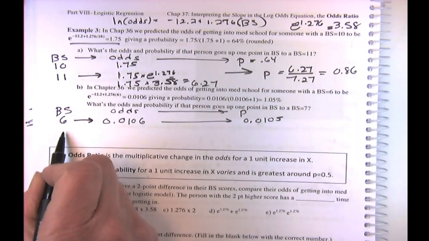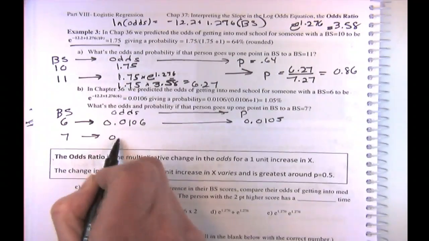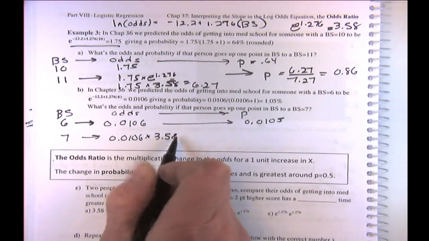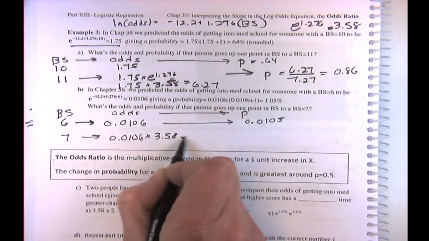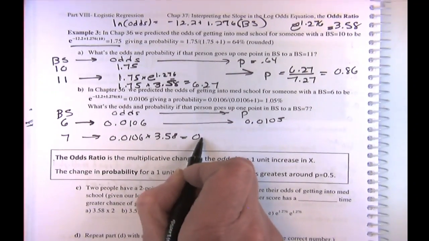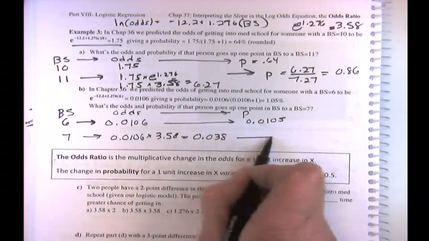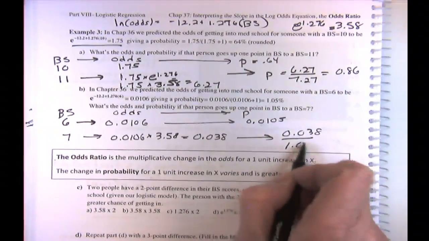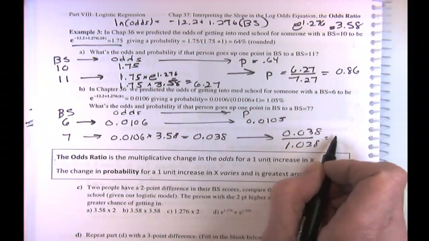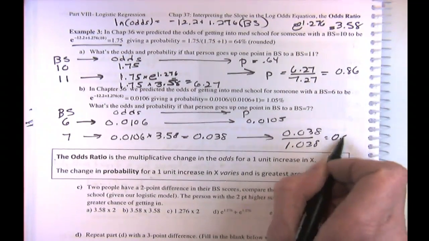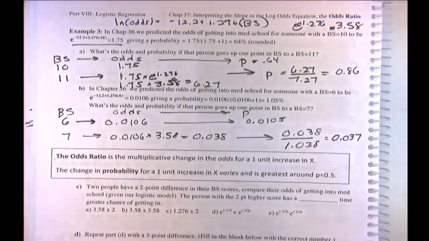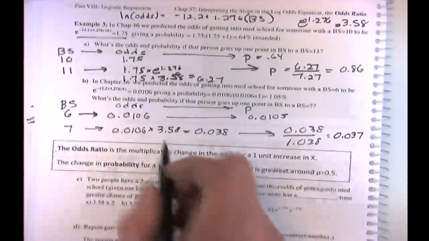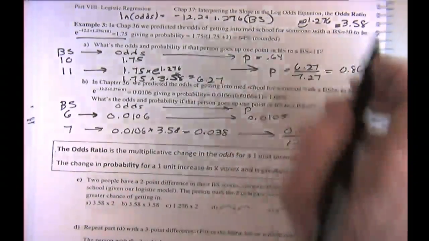Now if you go up just by 1, what happens? Well, you're just going to take this and multiply it by 3.58. And that's just going to be a little bit more than 3 times as much. And then your probability would be that over 1 plus that, right? Which is about 3%. Okay? So this is just how much you multiply. This is e to the slope right here.